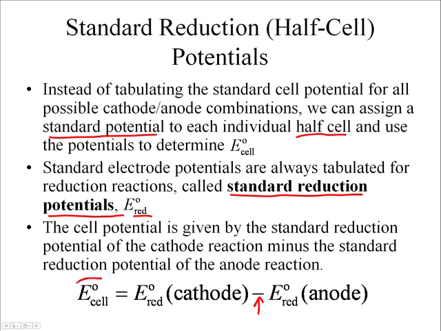When you're finding the standard cell potential, you're taking the standard reduction potential at the cathode and you're subtracting the standard reduction potential at the anode. You do not add them together. That minus takes into account the fact that even though it is an oxidation reaction, it's written as a reduction, and that negative sign allows us to not have to flip any signs or anything like that. It's just the cathode minus the anode.